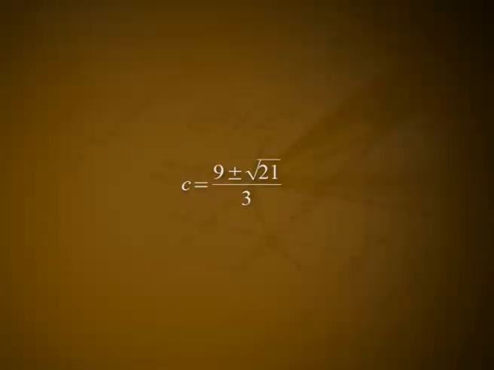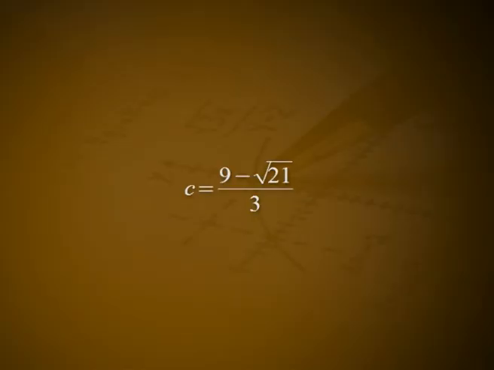This shows that c = (9 ± √21)/3. But c lies between 0 and 4. Hence, c = (9 - √21)/3.